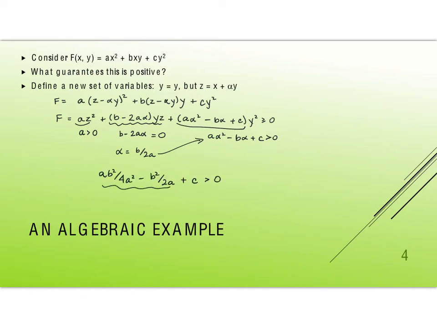These two terms can be combined, and so therefore I find that c must be greater than b squared over 4a. b squared will be positive. 4 is positive. I've already said up above that a is greater than 0, so therefore this will be positive. So therefore my requirement for this to be positive is that c is greater than 0 and b squared over 4a is greater than 0.